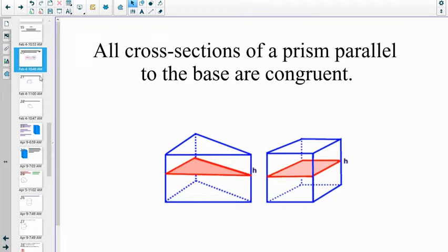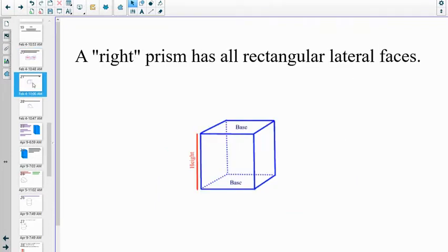Some terminology that you may have noticed on the assignment that's due today. I use the word right, and we've seen right in terms of angles, a right angle. But if I say that I have a right prism, what I mean by that is that the sides that connect the bases together have right angles, which means these are all rectangles. These look like squares to me, but a square is a rectangle, so that's okay.